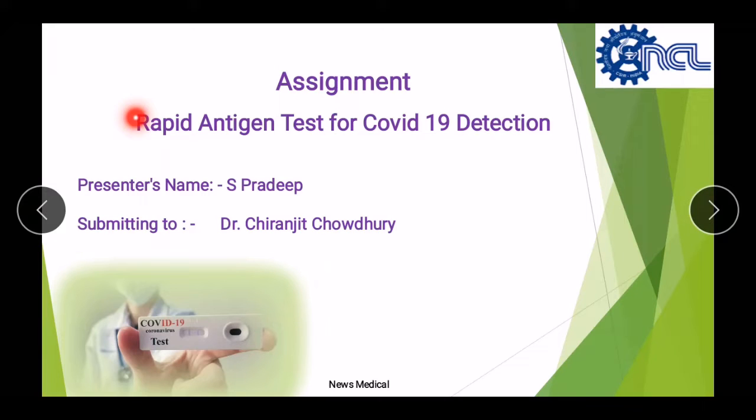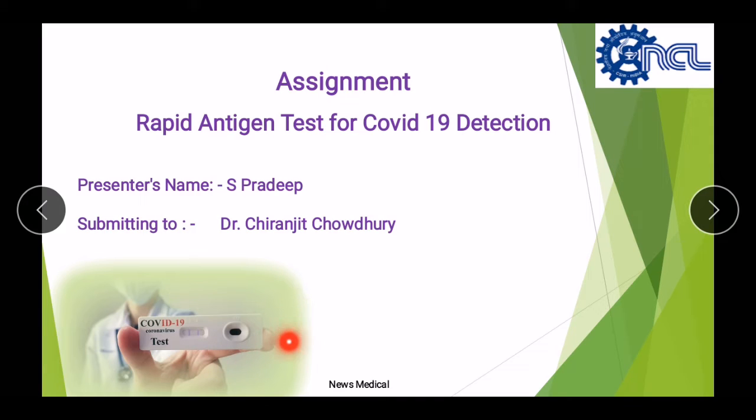Rapid Antigen Test for COVID-19 detection. COVID-19 is also called SARS-CoV-2, which is an evolution of SARS-CoV-1. SARS means severe acute respiratory syndrome. And here we can see a rapid antigen test strip.